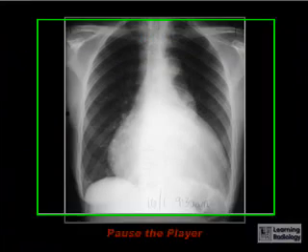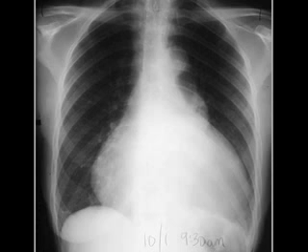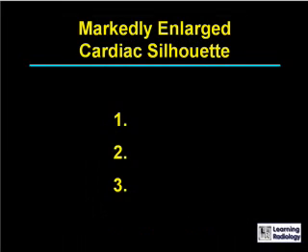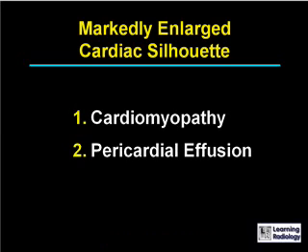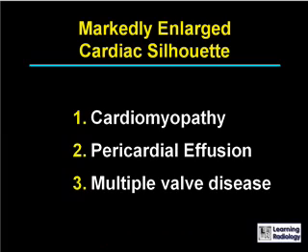This is the next differential diagnosis. Pause the player. The differential is for a markedly enlarged cardiac silhouette. There are 3 major causes. Pause the player. The 3 major causes of a markedly enlarged cardiac silhouette include cardiomyopathy, pericardial effusion, and multiple valve disease.